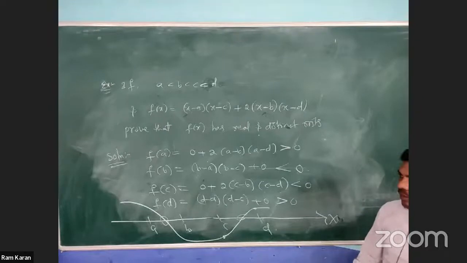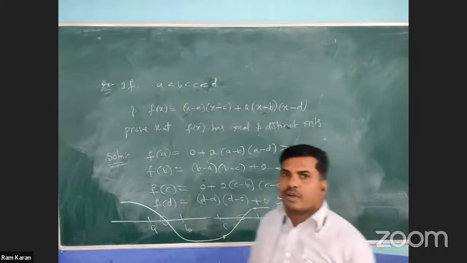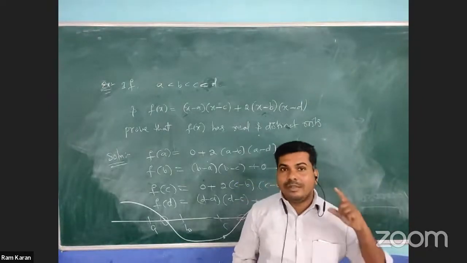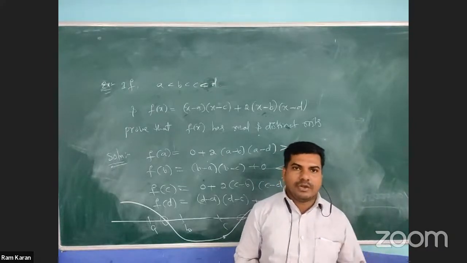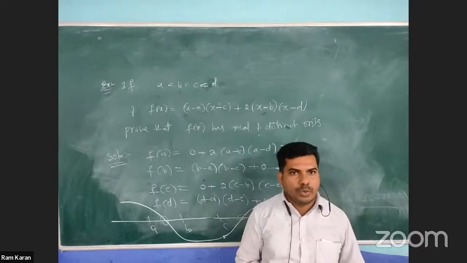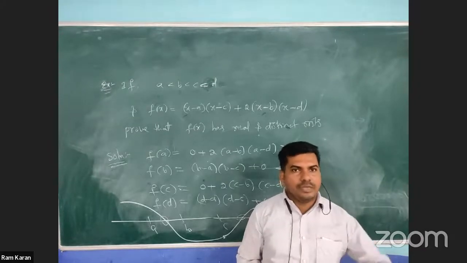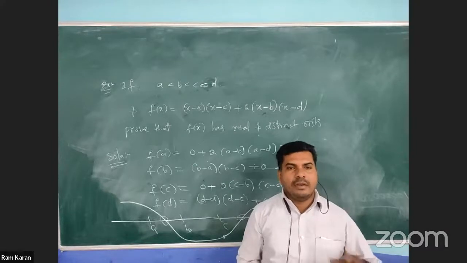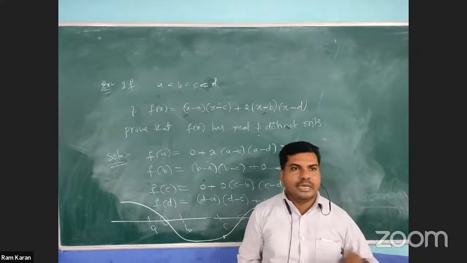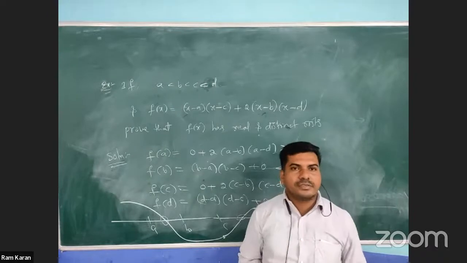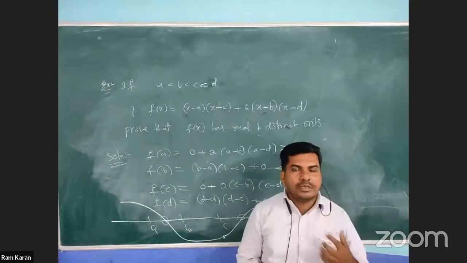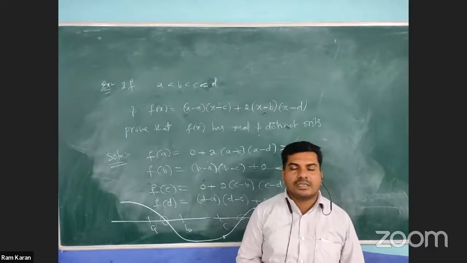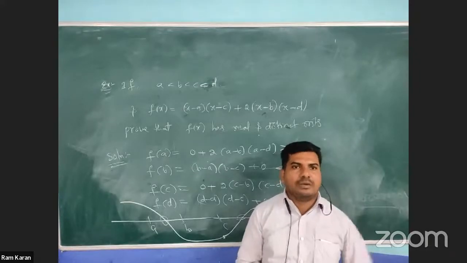To understand: if f of A into f of B is negative, then there is definitely one root between A and B. Given the concept in terms of beta 1 and beta 2: if f of beta 1 into f of beta 2 is less than 0, then there must be a root between beta 1 and beta 2 of f of x. If the product of f of beta 1 and f of beta 2 is greater than 0, the curve will not cross the x-axis between beta 1 and beta 2. Hence, we don't have real roots between those values.